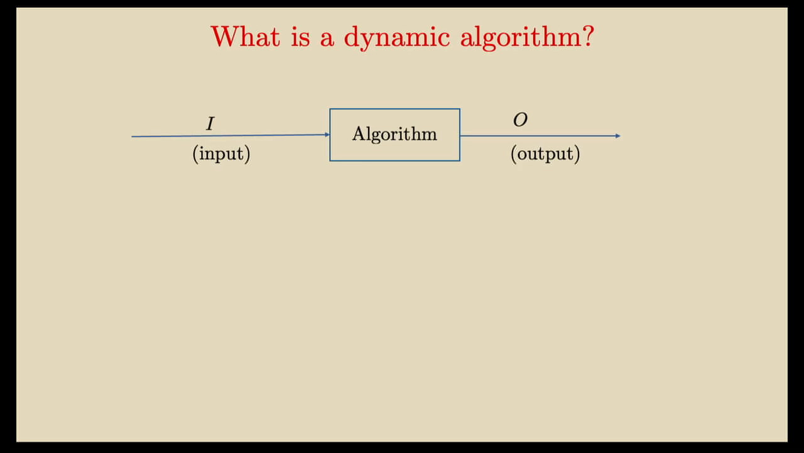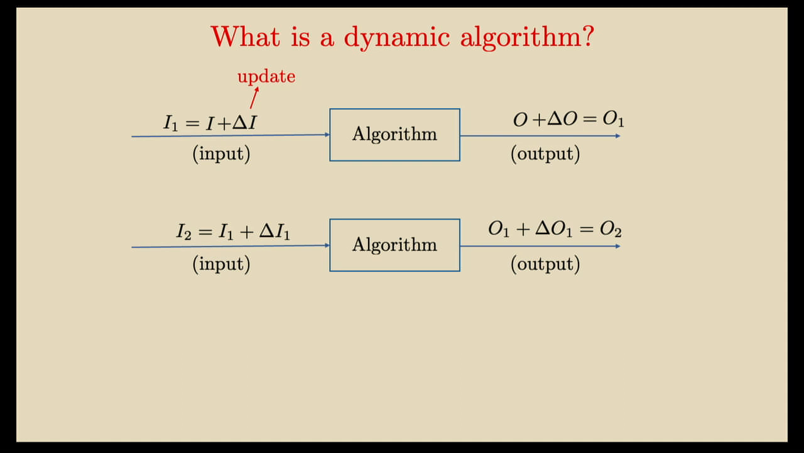So, what is a dynamic algorithm? You can think of it as follows. You have an algorithm for your favorite computational problem. On a given input I, it produces an output O. Now, the input changes slightly by means of some update, and after this update, the algorithm is supposed to come up with the new output. And this keeps happening again and again. The input keeps undergoing a sequence of updates. After each update, the algorithm needs to adjust its output.